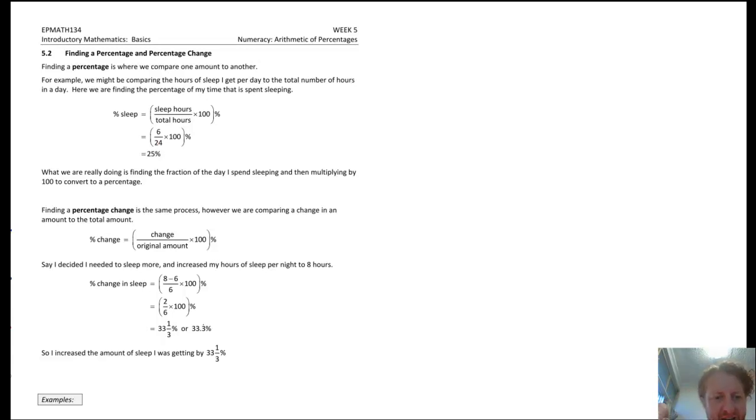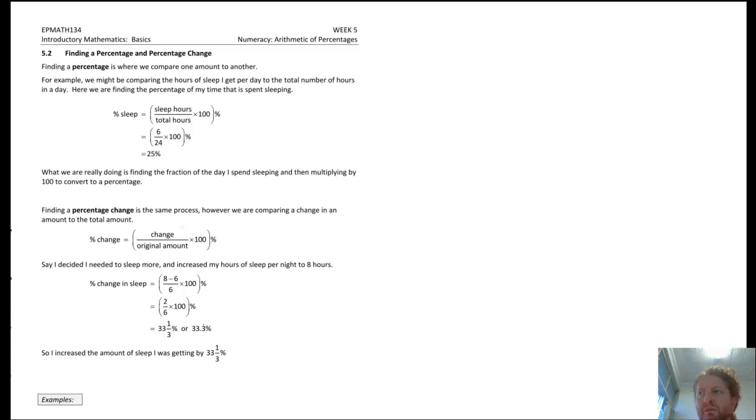So finding percentage change, well, that's only slightly different. It's still comparing an amount to the total, but this time it's not just comparing the thing we're discussing, it's comparing a change. Something changed. And we always calculate a percent by looking at what was the change over what was the original amount of whatever it was. Here I'm saying I had an original amount of 6 hours of sleep, but what I'm going to do is increase to 8 hours sleep. And I want to know, well, what's my increase in sleep? And the formula tells us it's always the change you're discussing over what it used to be.